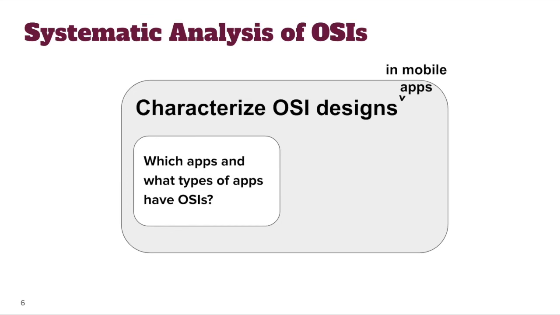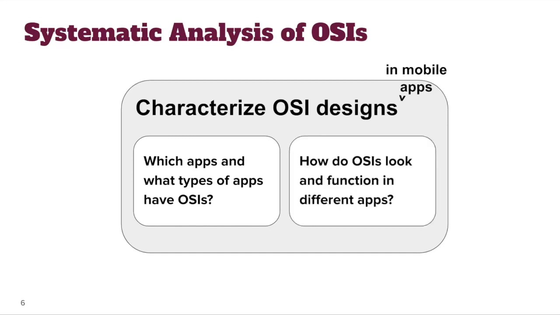What other types of apps have OSIs, and what does it imply about their privacy characteristics to have OSIs in apps of certain domains? How do OSIs look and function in various apps?